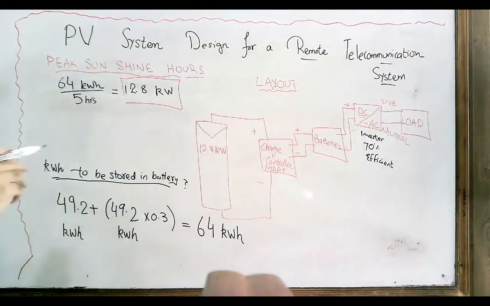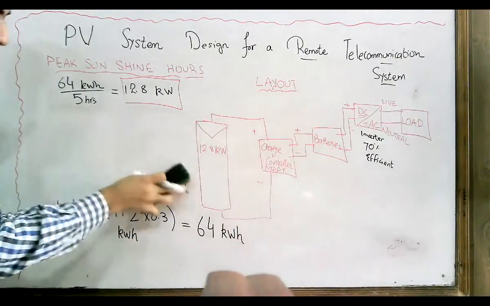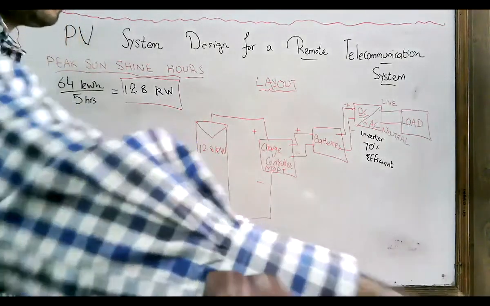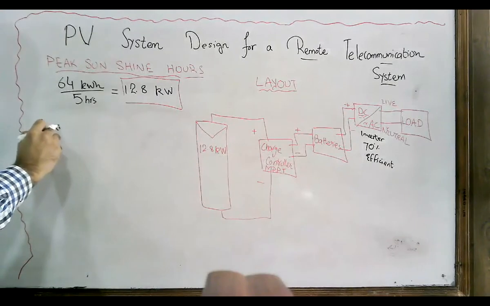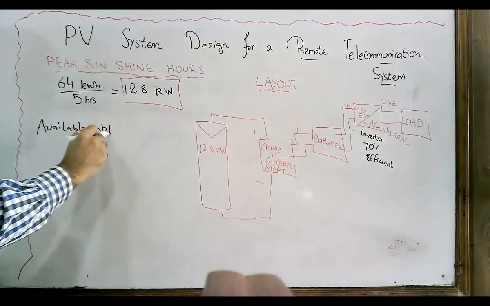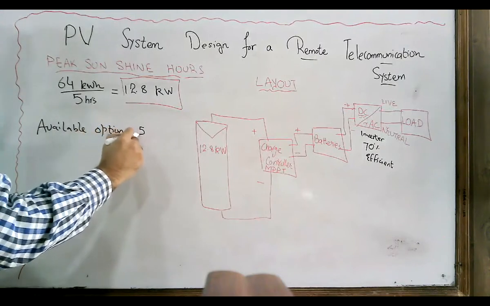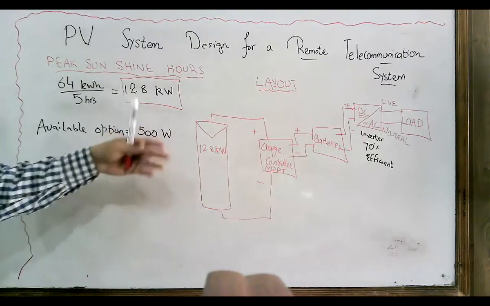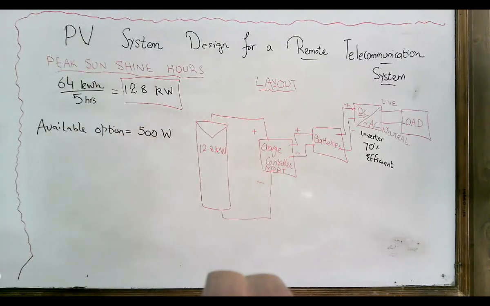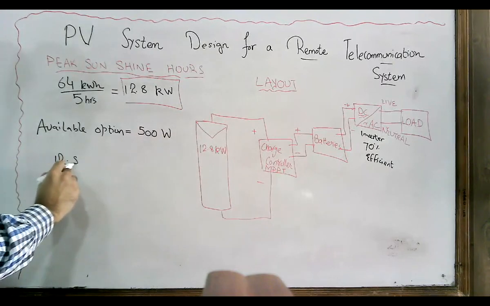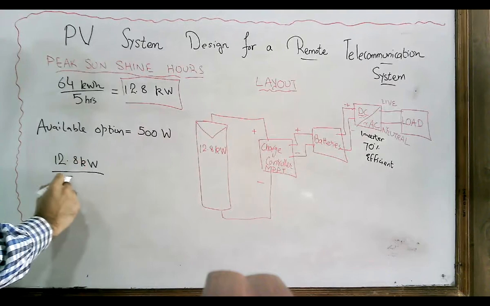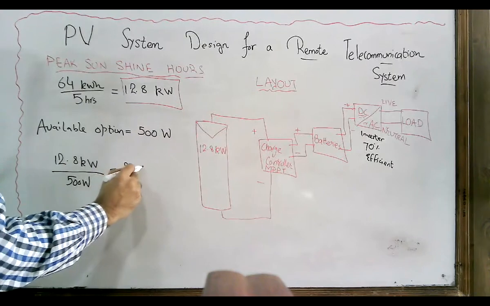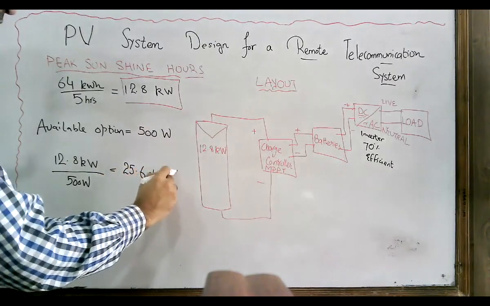So what are the available options? Let's say in the market we typically get the PV panel of around 500 watt easily. So the available option is the PV panel of 500 watts. So you are available with the 500 watt PV panels. So what we're going to do, just 12.8 kilowatt divided by 500 watt, the answer comes out to be 25.6.